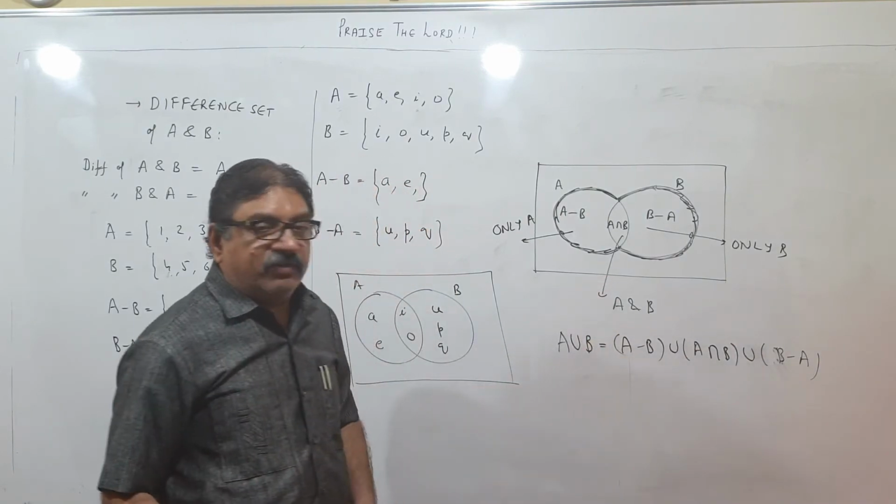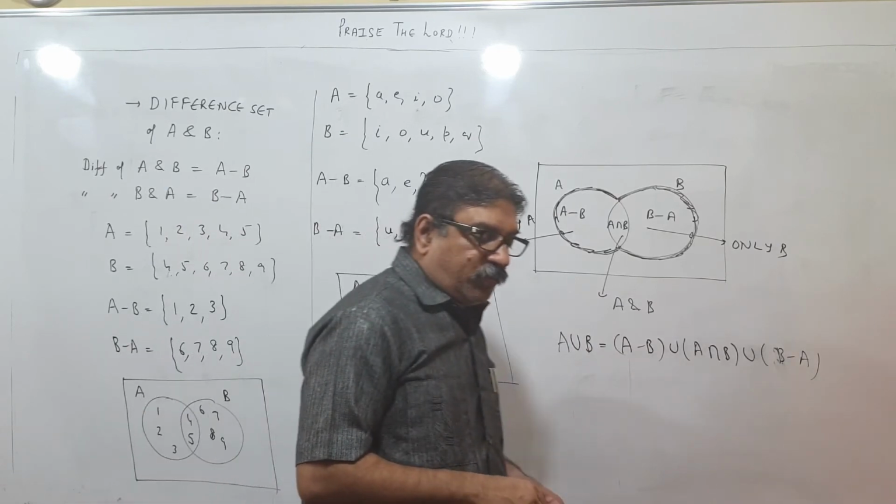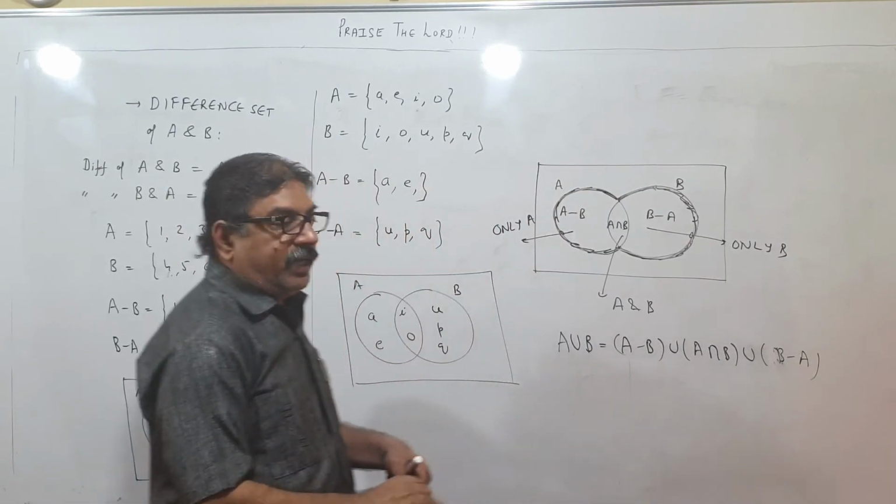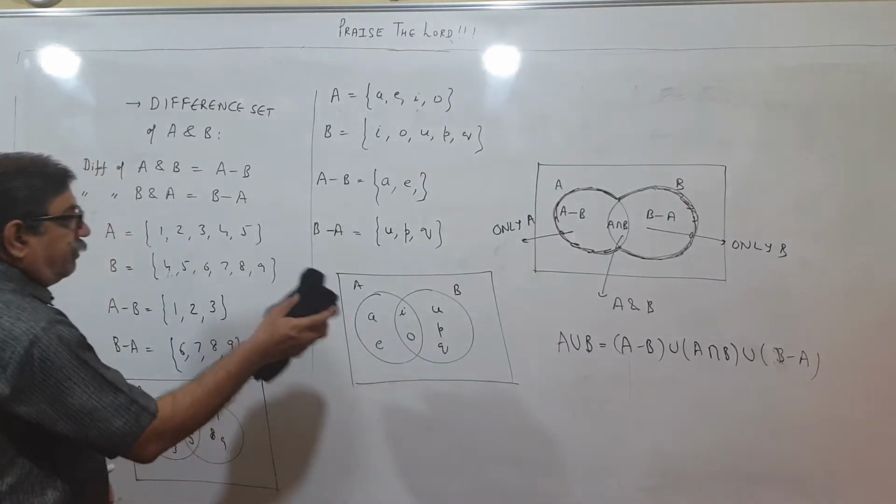From the Venn diagram, we have to take a judgment. So I hope you have understood what is A minus B. It is only A. Please pause and copy, children.